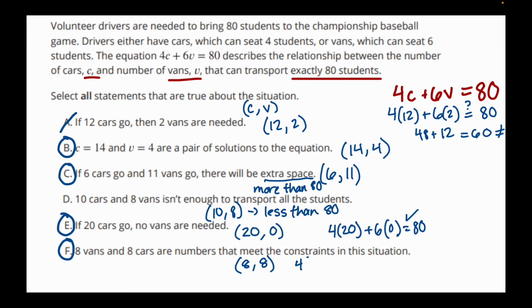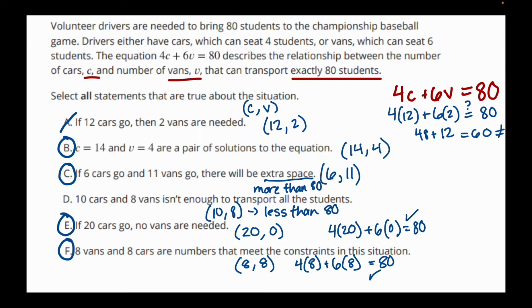And then 4 times 8 plus 6 times 8 equals 80. That would be 32 and 48. And that would make 80. So it would work. And then number C is the only one that talks about extra space that actually works.